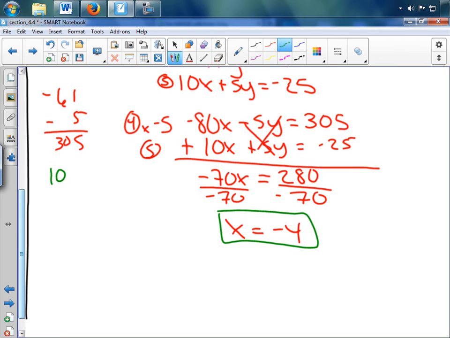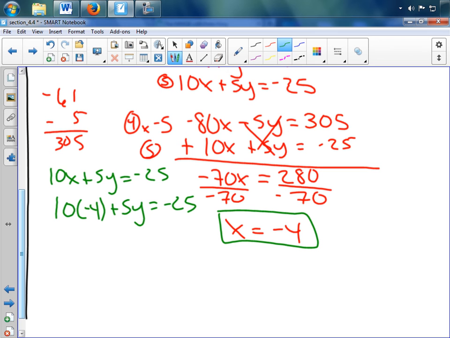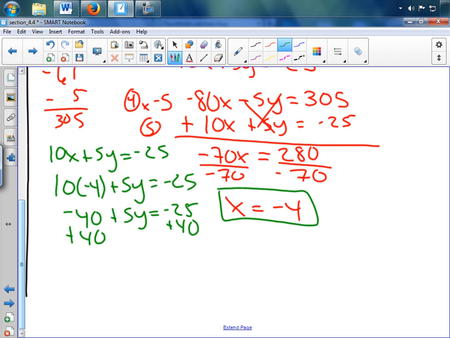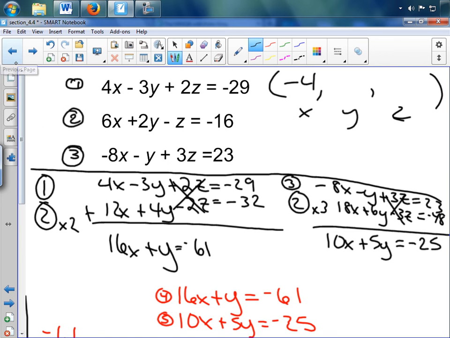So I'm going to take number 5. And I'm going to go ahead and put negative 4 in for x. Negative 40 plus 5y is equal to negative 25. I'm going to add 40. 5y is equal to 15. Divide by 5. Y equals 3. Go back above the line.